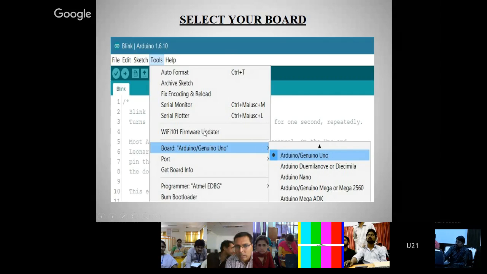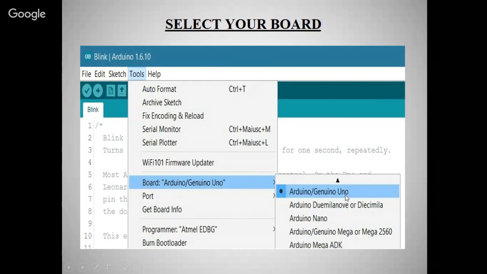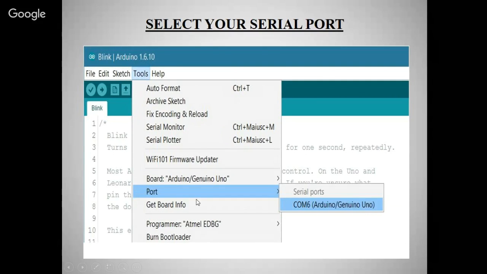Now you can see here the board. Please see the steps. At first you have to go to Tools, then Board, Arduino Uno. You have to select the Arduino Uno. Then Tools, and then Port. You have to select the port, COM port 6. In your laptop, where you have connected the Arduino, it may be COM port 10, COM port 5, COM port 1. It depends on the communication port of your laptop where it is connected.